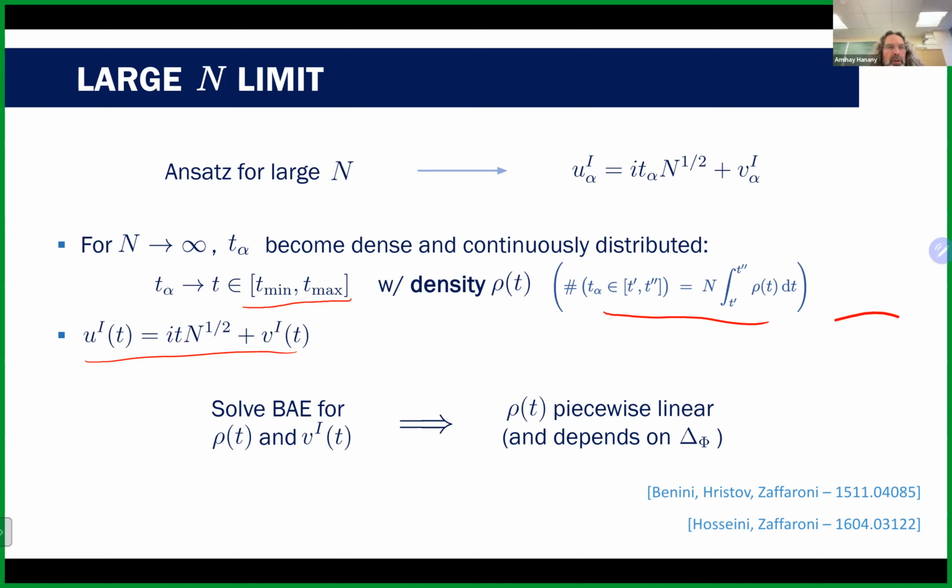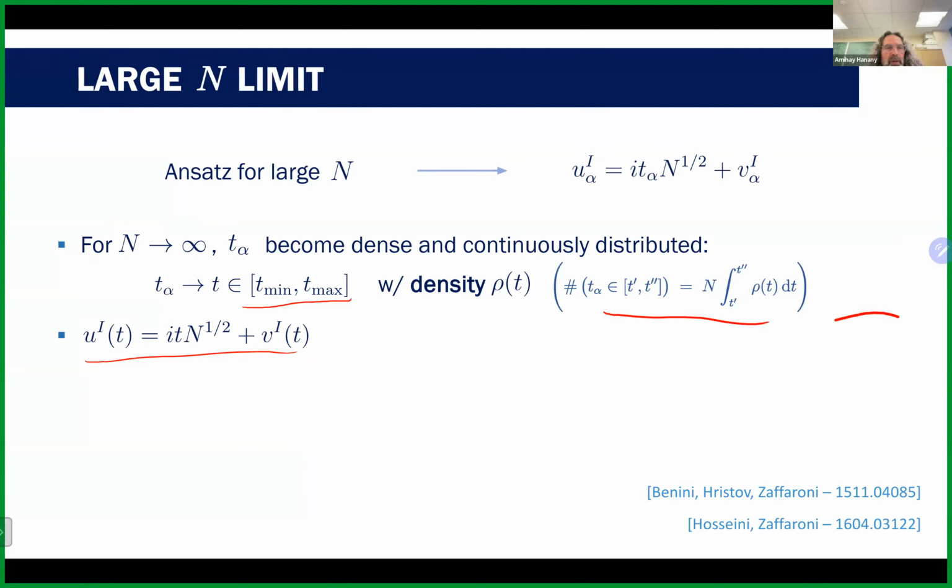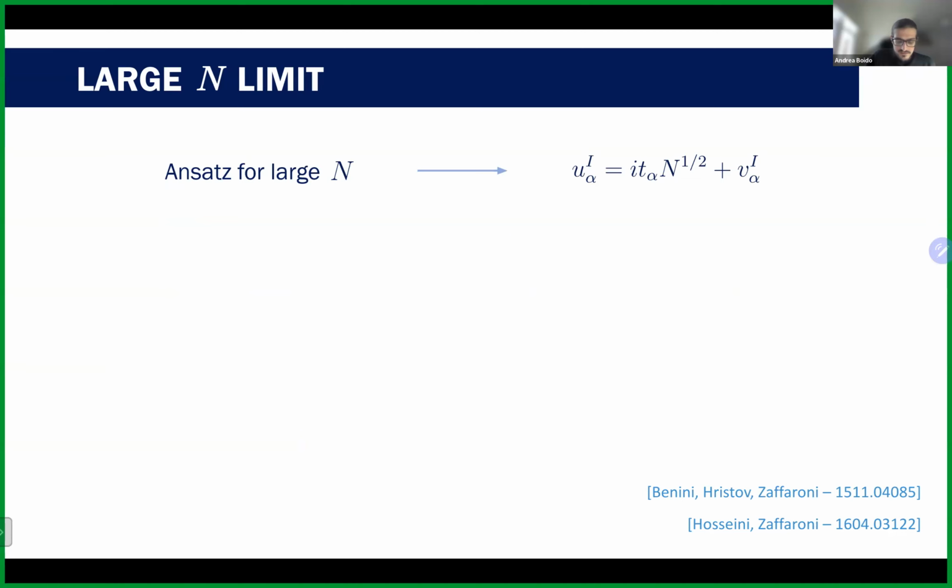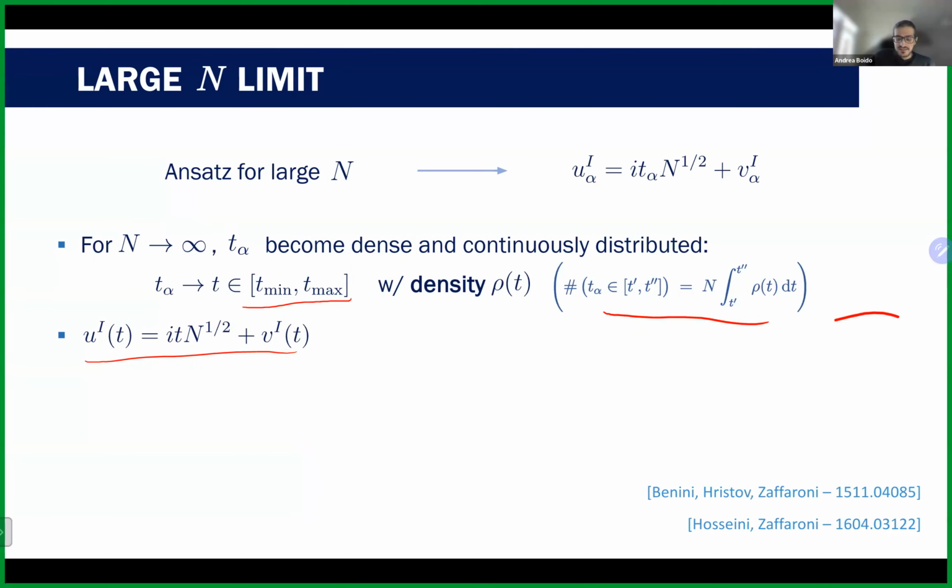So I'm lost here. Can you show before how did this show up? The density? Yeah, the density is just because you have these quantities here, these u I alpha, which are the eigenvalues, and alpha takes value from 1 to n. So when you send n to infinity, you have infinitely many of these alphas, of these u I, and it turns out that essentially this t alpha gets continuous.